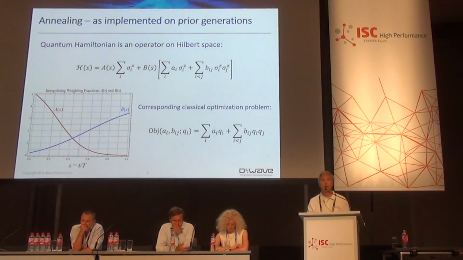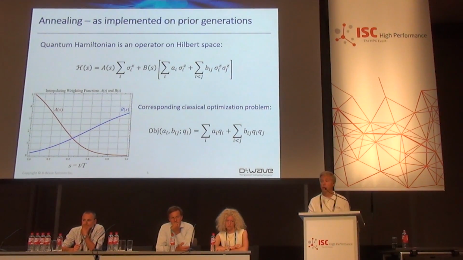So this is the time-dependent Hamiltonian that describes the evolution of our system as it goes through the annealing cycle. And the first term, the A of S multiplied by the summation of these sigma X matrices, represents the quantum fluctuations that allow the system to tunnel from state to state. The second term that's multiplying B of S is the energy landscape. And that energy landscape is controlled by the programmer.